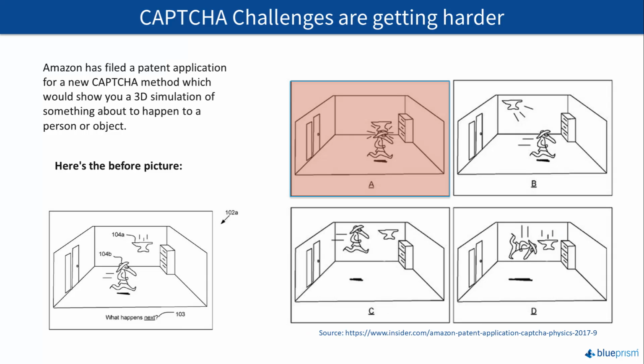Here's a more difficult example of a CAPTCHA challenge showing a technique Amazon has filed for patent in 2017. Based on the first image, you must select the natural sequence of events from the choices presented to you, which in a way tests your understanding of Newtonian physics, something that would be very difficult for a computer to guess based simply on computer vision.